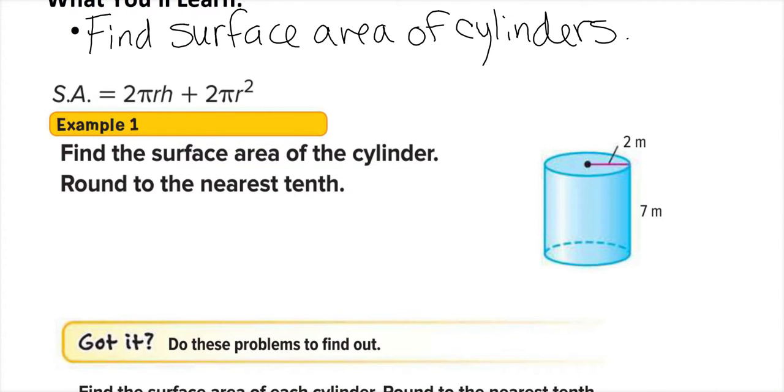Okay. So this formula is a little bit longer. Don't let that scare you. It's actually easy. So what we've got for this one is 2 pi r h plus 2 pi r squared. Okay. 2 pi r h plus 2 pi r squared.